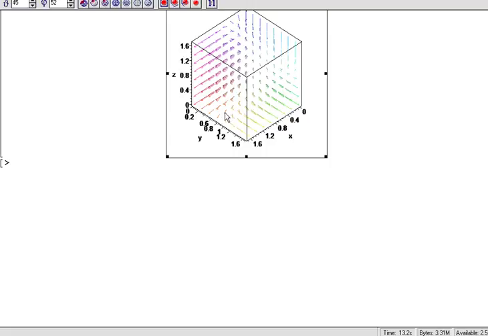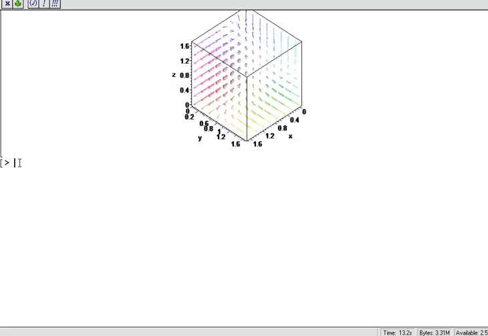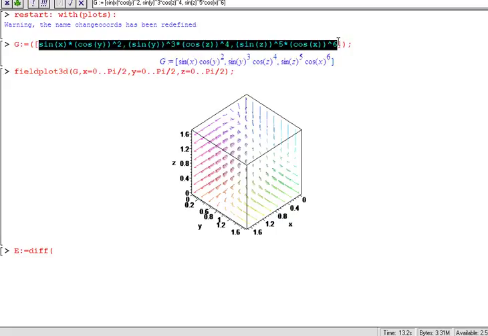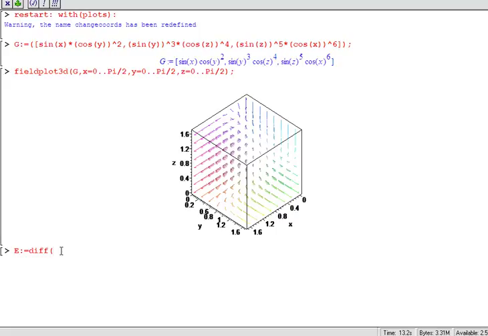Now there are some commands that will give you the divergence, but I'm just gonna do it this way. Let's define E to be the partial derivative of X. Just gonna copy and paste. I just want X here. So I want to take the derivative of P with respect to X.